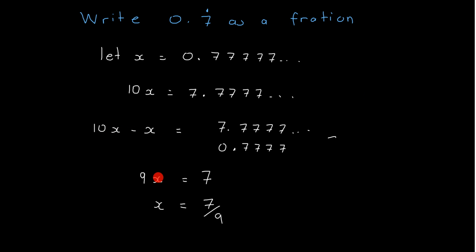And then I subtracted them, so I go, okay, if I get 10x minus x, I get 9x. But if I get 7.77777 and I take away 0.77777, well, just doing our regular old subtractions, we can see all of these 7's here are going to cancel out with each other, and we're left with 9x equals to 7, and divide both sides by 9, and we get x equals to 7/9.